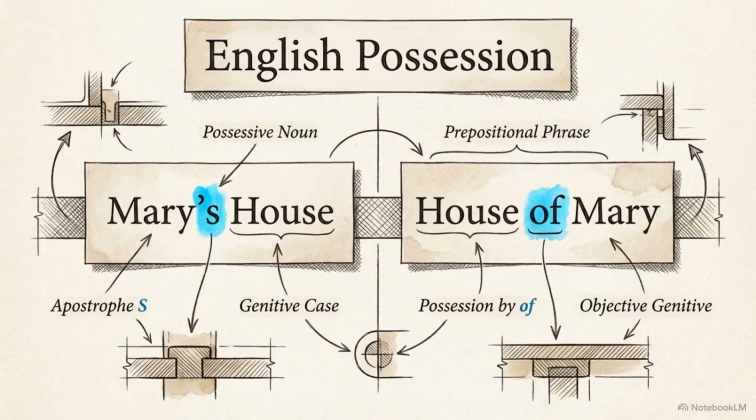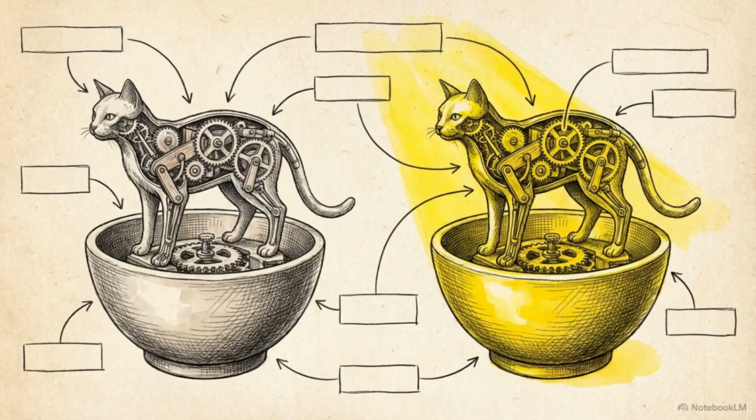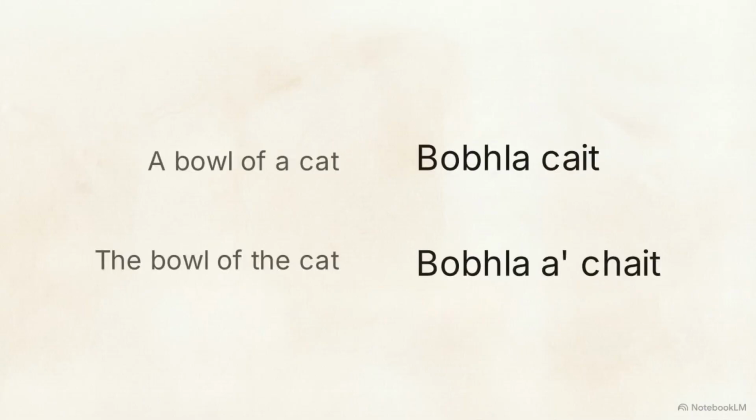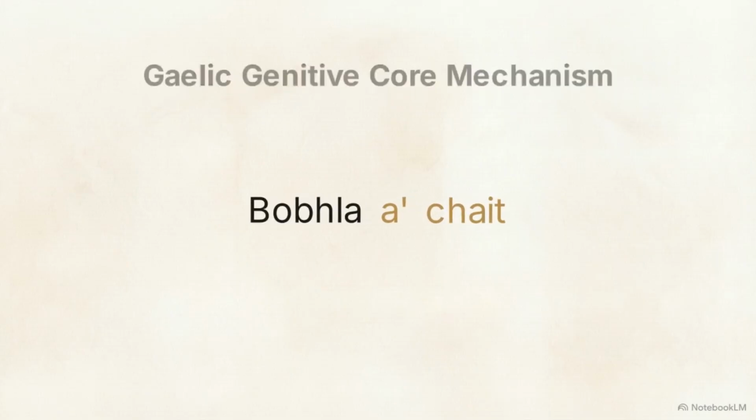It'll come in time. English indicates possession in two straightforward ways, by tacking an apostrophe s onto the owner or by placing the word of before it. Celtic languages take a completely different approach. They physically alter the internal structure and the external boundaries of the words themselves. Take two simple English phrases, a bowl of a cat and the bowl of the cat. In Scottish Gaelic, these translate to bobhla cait and bobhla a chait. The root word for cat is simply cat, and the word for the is an. Here, cat transforms to cait, and an compresses to a, adding an h.